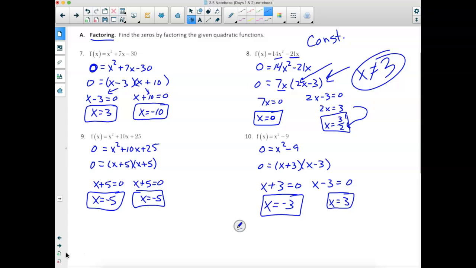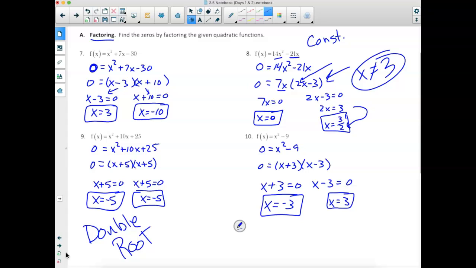That's going to happen. Number 9, when I factor it, I get x plus 5 times x plus 5. And I get 2 solutions, x equals negative 5, x equals negative 5. You know what that is? That's a double root. You know what a double root looks like graphically? That's where the parabola kisses the x-axis at the vertex. That's all it is.